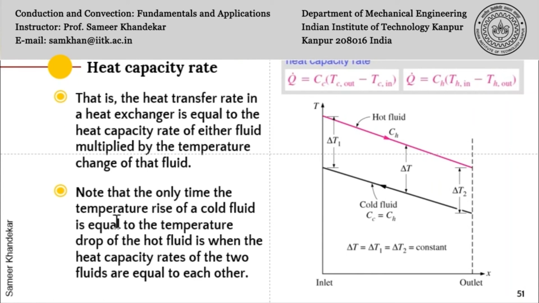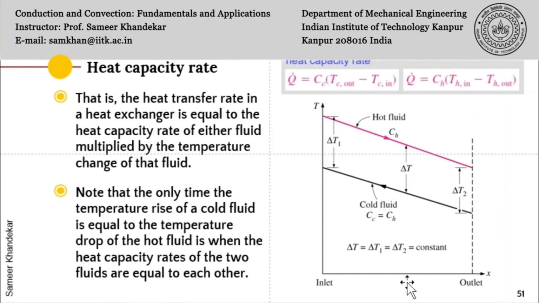The only time the temperature rise of a cold fluid is equal to the temperature drop of the hot fluid is when the heat capacity rates of the two fluids are equal to each other. Otherwise, in all other cases, and this is true for any type of heat exchanger, the temperature changes differ. And mind you, the capital Cc can become equal to capital Ch by the combination of mass flow rate and specific heat.